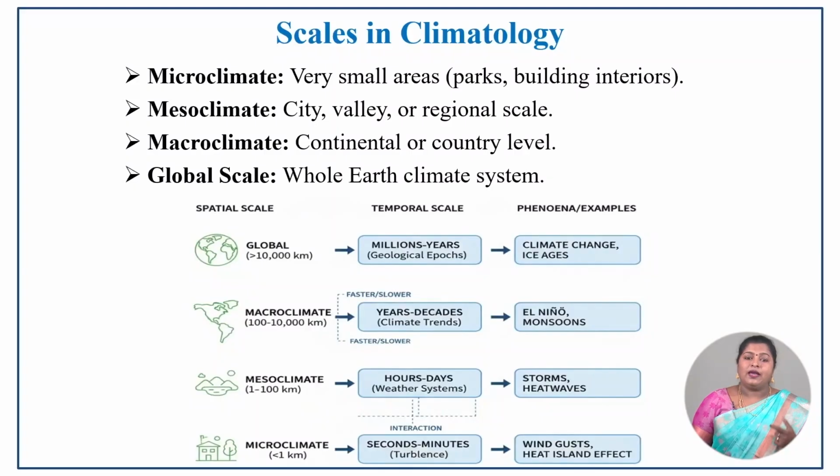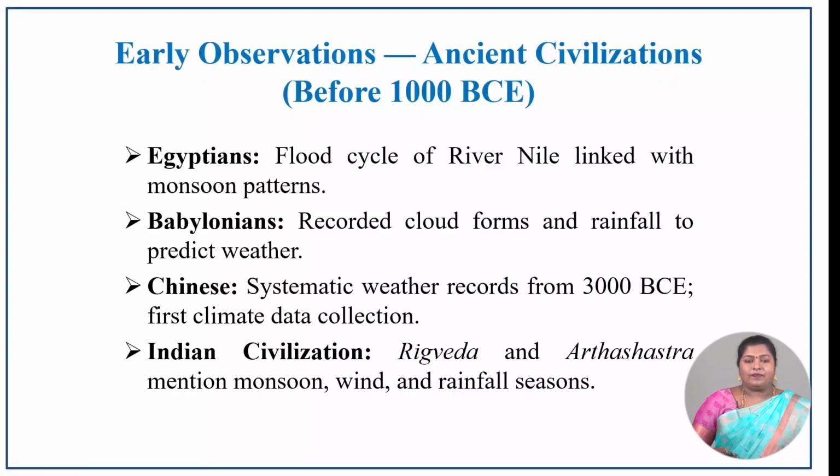The next one is the global scale. The global scale represents the whole earth. It covers millions and millions of years, and examples of this global scale climate are climate change and ice ages.